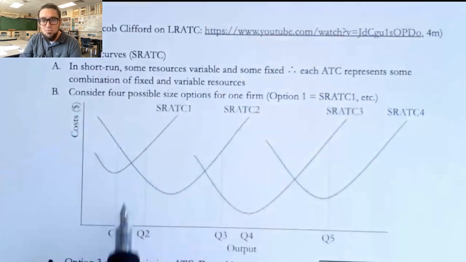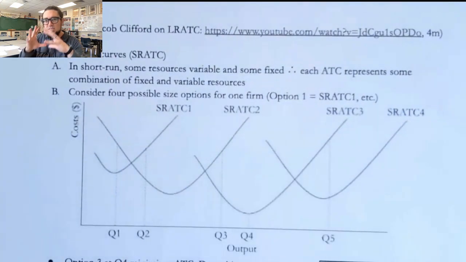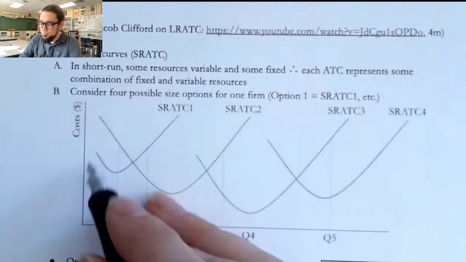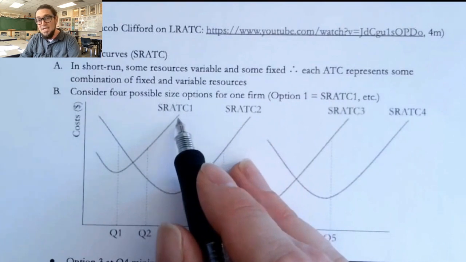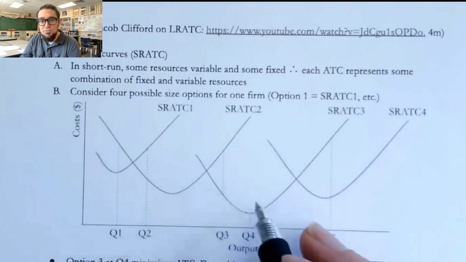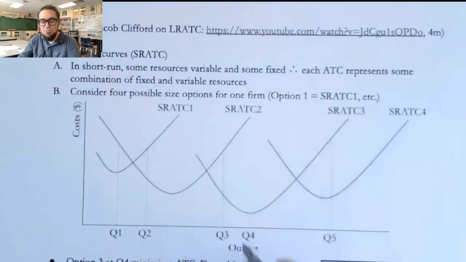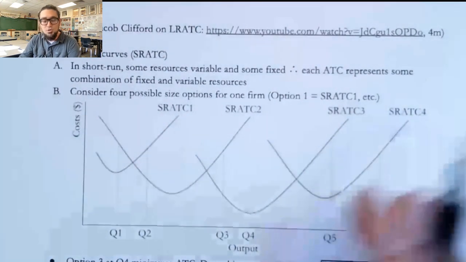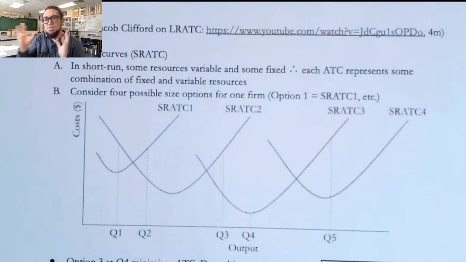Each ATC, therefore, in this picture represents a different combination of fixed inputs and variable resources that go along with it. So it's helpful to think about a plant, the physical plant, not a growing plant, the capacity of the plant. Option one might be one factory and 10 workers. Option two might be two factories and 20 workers. Option three might be three factories and 30 workers, and so forth. Four factories and 40 workers. It represents different possibilities of where your short run firm might be in terms of the inputs that you're actually using.